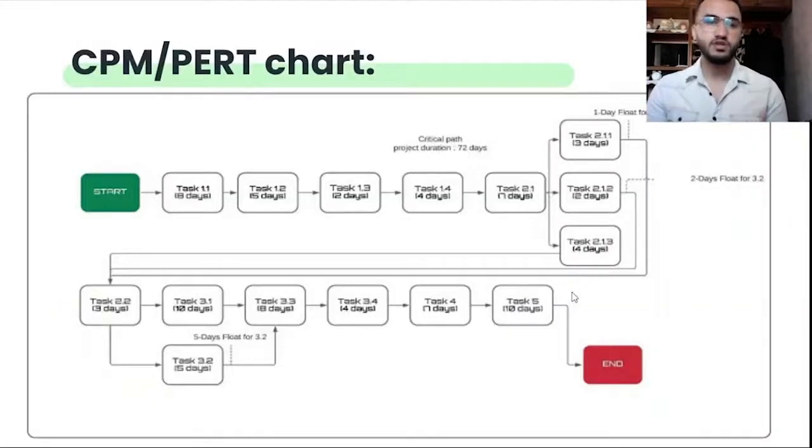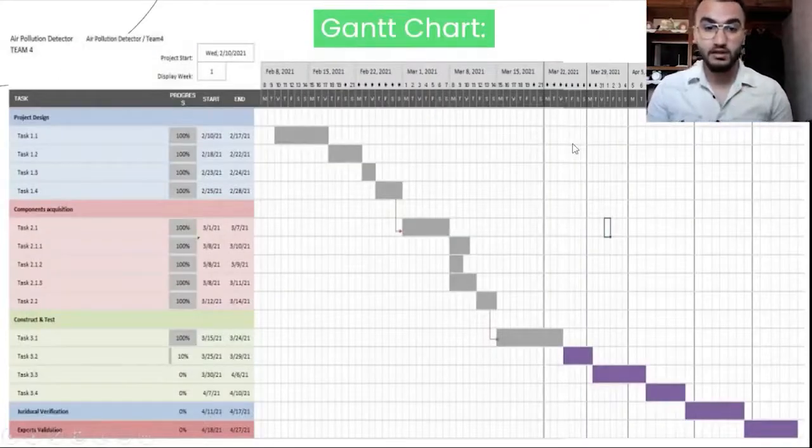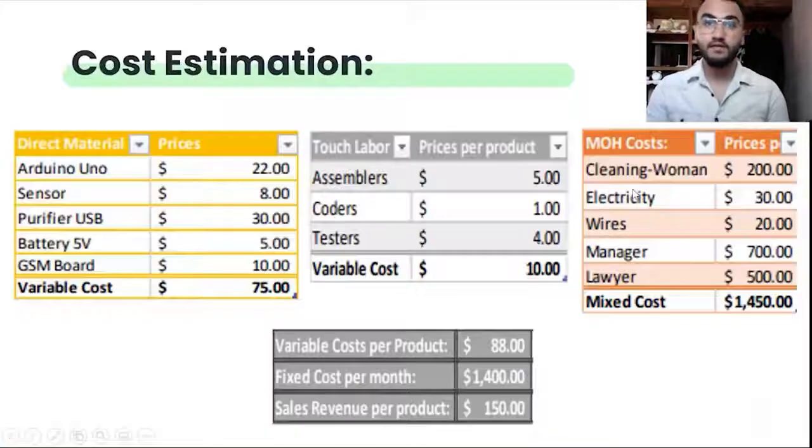The CPM chart plays the same role in design engineering as flow charts in computer science. It explains the flow of the phases and determines the critical path, which is an important concept for managing different departments. Also, we have the Gantt chart, which is used to visualize the timing allocated for every phase of the project as a schedule.